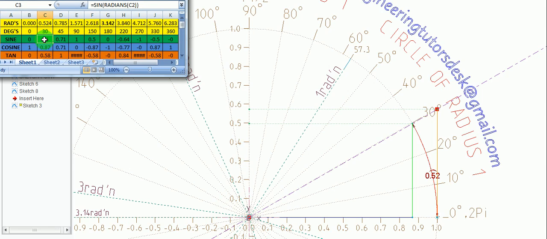Sine reads 0.5 at 30 degrees or 0.52 radians. Similarly, cosine reads 0.87 at 30 degrees or 0.52 radians.